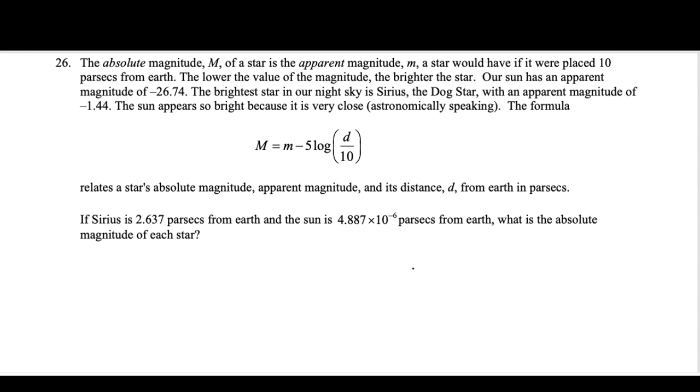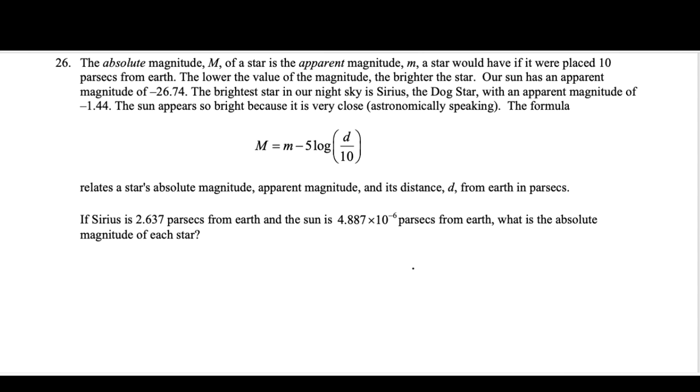An astronomy example is measuring the brightness of stars. We refer to the brightness as the magnitude. But there's two ways of interpreting a magnitude. There's the absolute magnitude of a star, which we use capital M to refer to, and the apparent magnitude of a star, which is lowercase m.